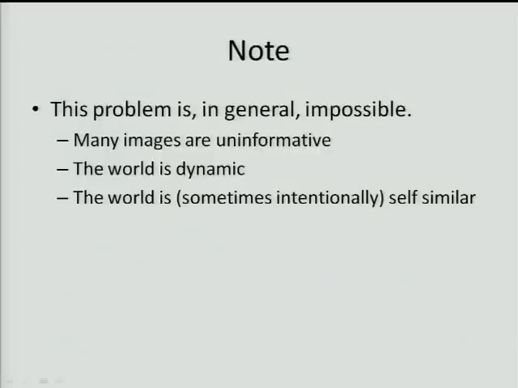And in general, geolocating from a single image is impossible, right? There's uninformative images. Sometimes adversarially uninformative because they put up an Eiffel Tower in Las Vegas, say, things like this. They're trying to trick you.